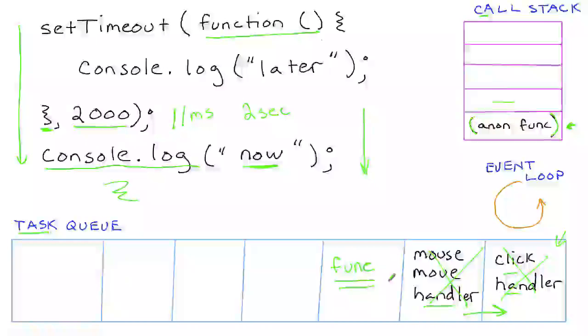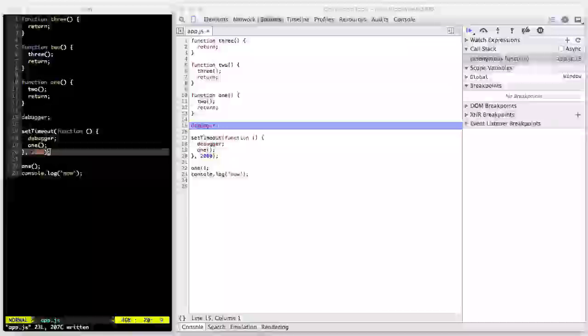We can do the same thing with setInterval. The only difference is that it will do this periodically. So instead of just once putting this function on the task queue in 2 seconds, it will put it on the task queue every 2 seconds. So let's go over to the debugger and run some code and see what it looks like.